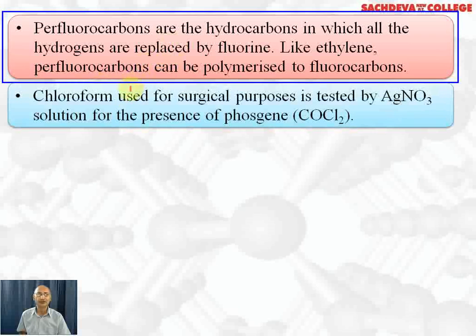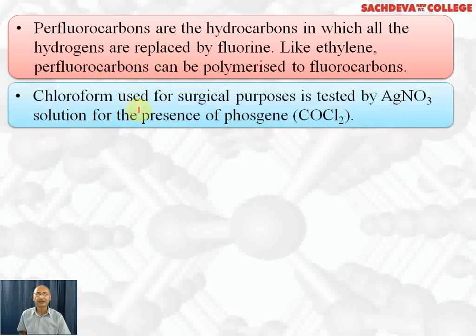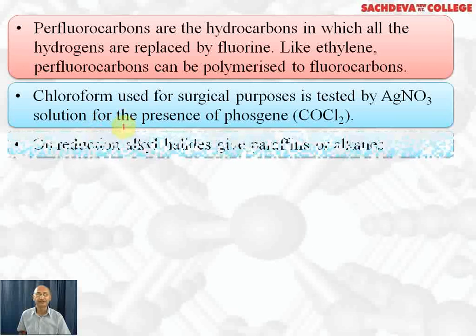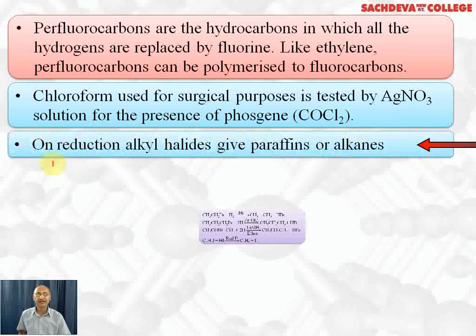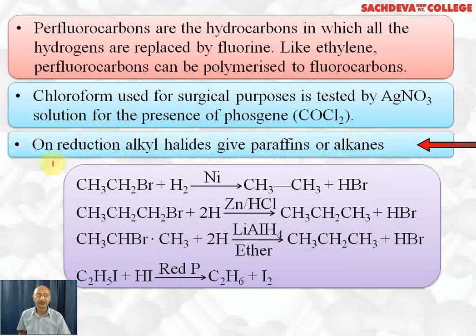form fluorocarbons. Chloroform used for surgical purposes is tested with the help of silver nitrate solution, and if there is phosgene gas, we get a white precipitate, so it has to be avoided. On reduction of alkyl halides, they give paraffins or alkanes. Bromoethane, when reduced with hydrogen in the presence of nickel, gives ethane. 1-bromopropane, when reduced with zinc and HCl, gives propane. And when 2-bromopropane is reduced with lithium aluminum hydride, we get propane.